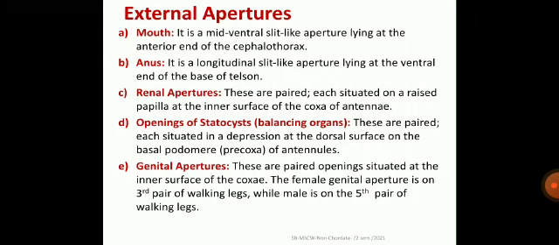The next openings are the openings of the statocysts. They are nothing but the balancing organs, which we are going to do later in the class. These are also paired, each situated in a depression at the dorsal surface on the basal podomere. Podomere is just the segment of an appendage. It is called the precoxa of the appendage, the antennule. The antennule is the first appendage, but it bears the openings of the statocysts or balancing organs.